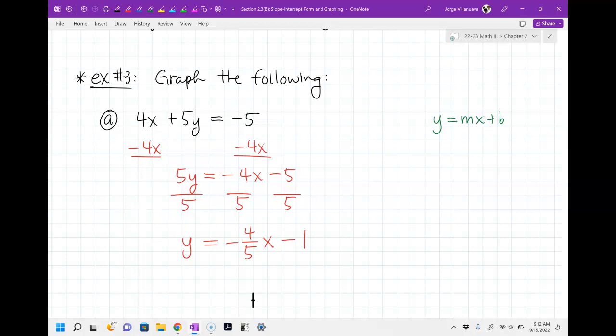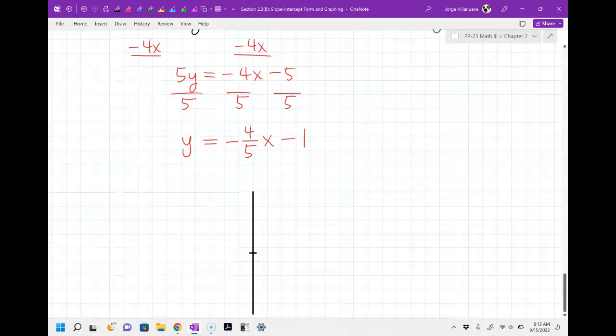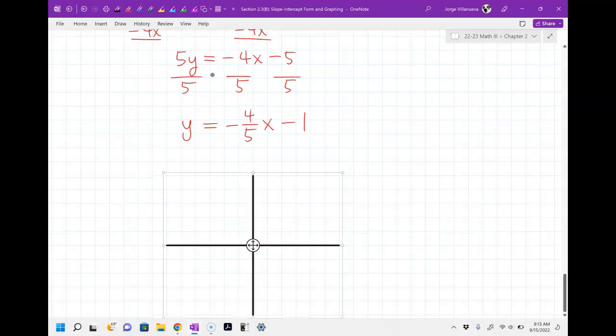So probably should have, let me see. I don't know if this will open up for me. Okay, it does, thankfully. I'm just trying to see what measurements I should make this. I think this will be okay.